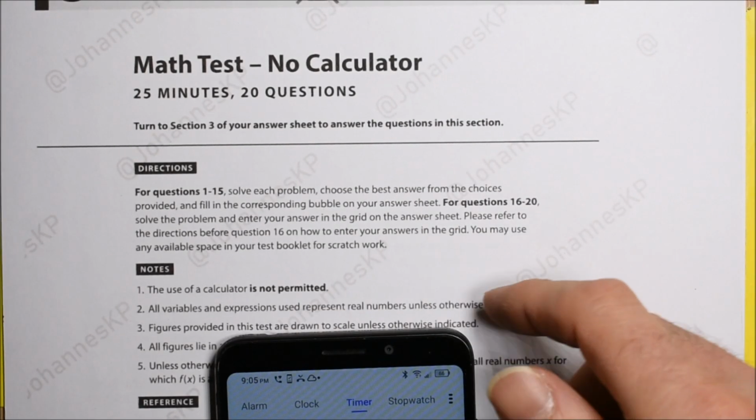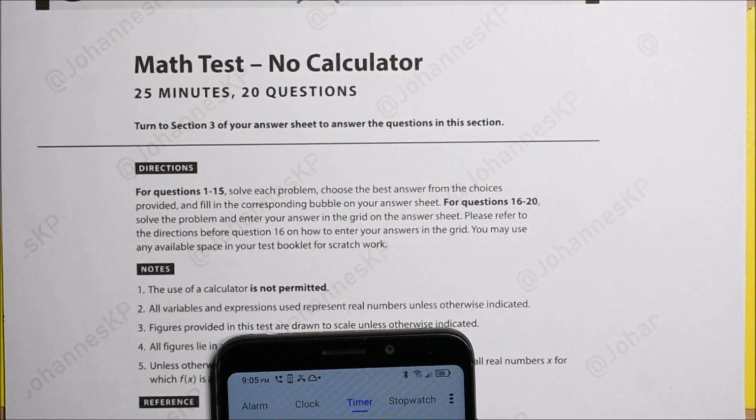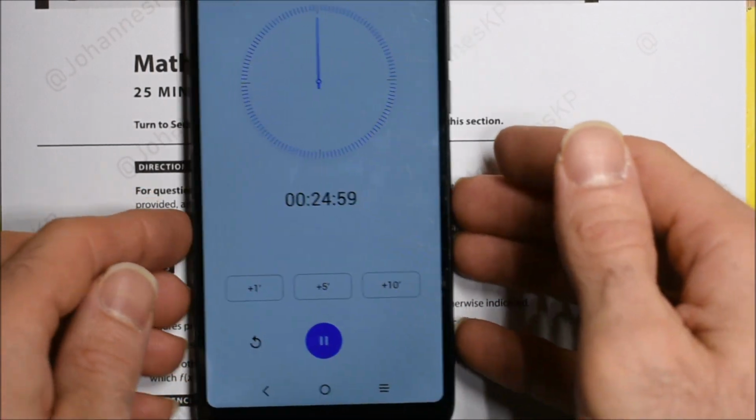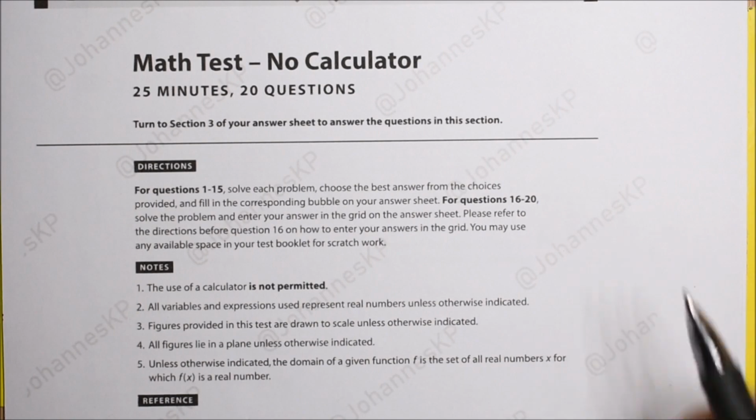Alright, hell yeah. So we have an SAT test. This is from last year. This is real stuff, baby. And we're going to throw 25 minutes on the clock. Okay, here we go. No calculator.